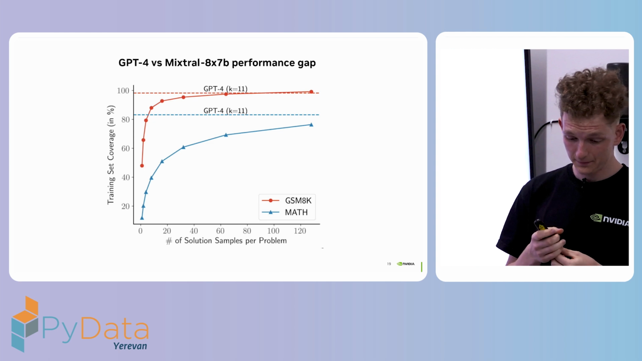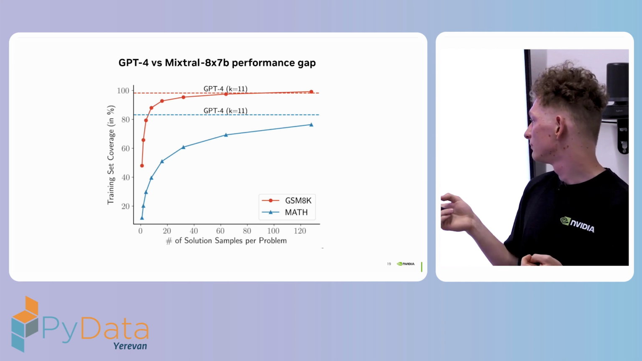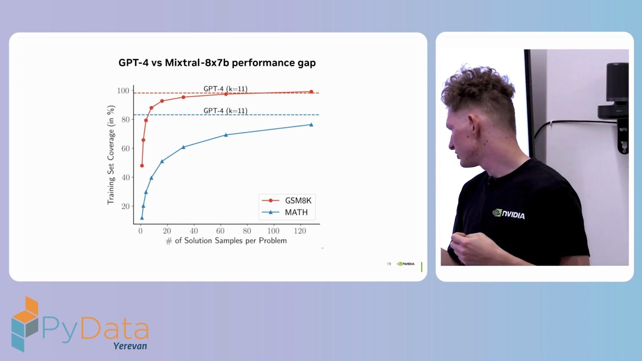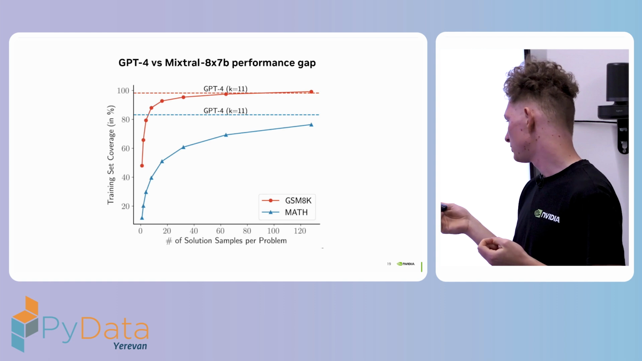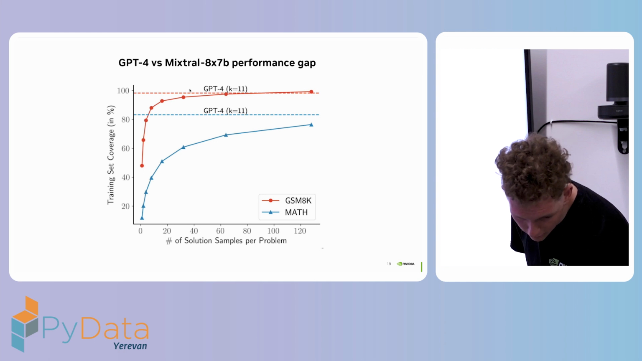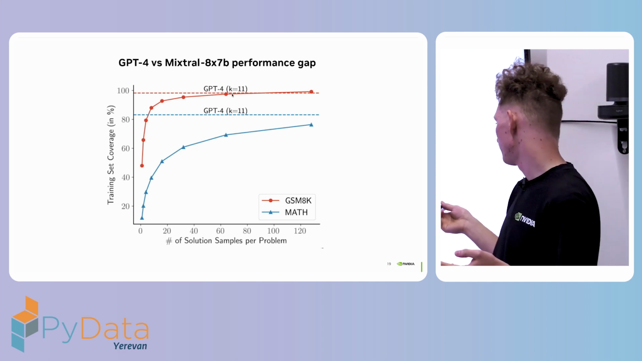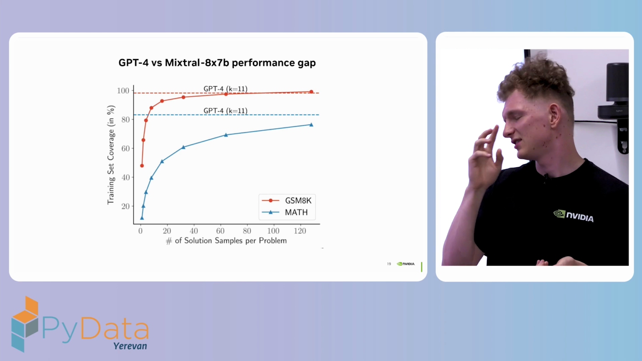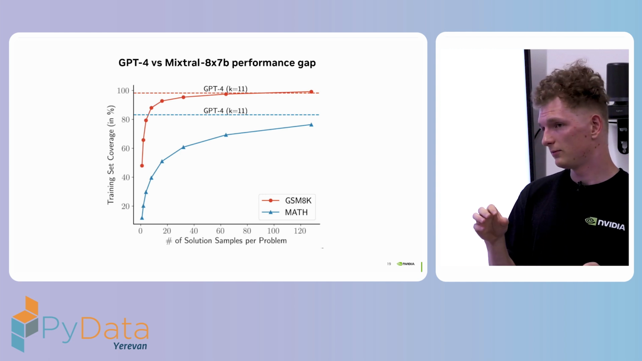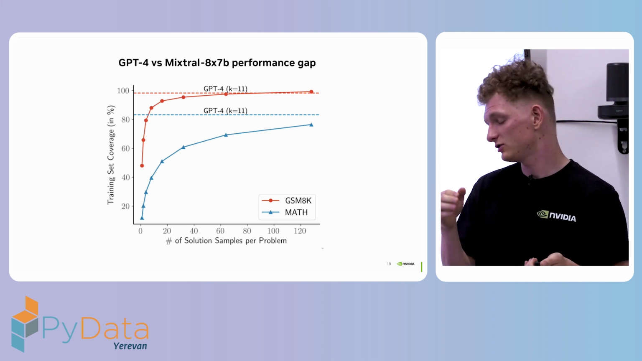So on the y-axis, we see training set coverage in percent. It is how many problems are solved using a set of our solutions. And on the x-axis, we see the number of samples per problem. So, for example, for GPT-4, we have constant lines at k equals 11 samples per problem. This means that the problem has 11 solutions generated by GPT-4. And the problem is counted as covered if at least one of the solutions leads to the correct answer.